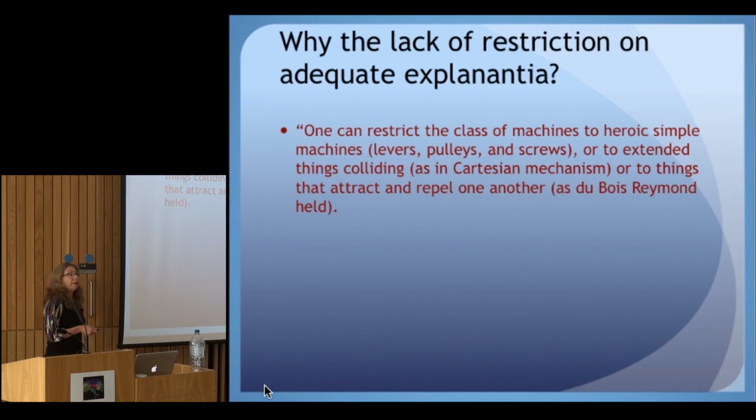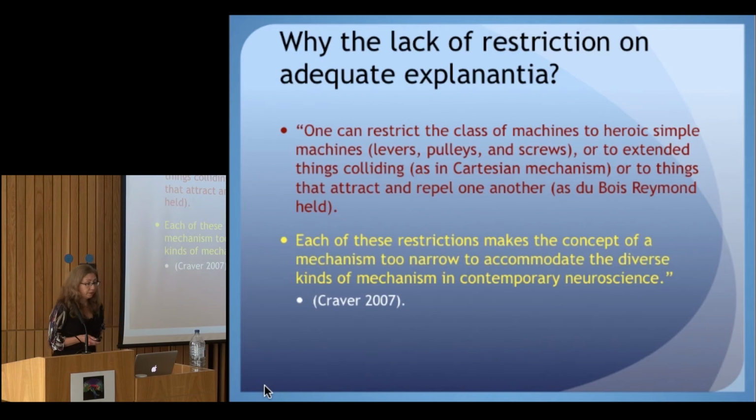And why do you have this more openness to all different kinds of processes, capacities, features, and so forth? Well, Craver says, right, one can restrict the class of machines to heroic simple machines, levers, pulleys, screws, or to extended things colliding, as in Cartesian mechanisms, or to things that attract and repel, right, as Du Bois-Reymond held. Right? Each of these restrictions makes the concept of a mechanism too narrow to accommodate the diverse kinds of mechanism in contemporary neuroscience. Now, Craver is talking about neuroscience, but the point is generalizable, right?